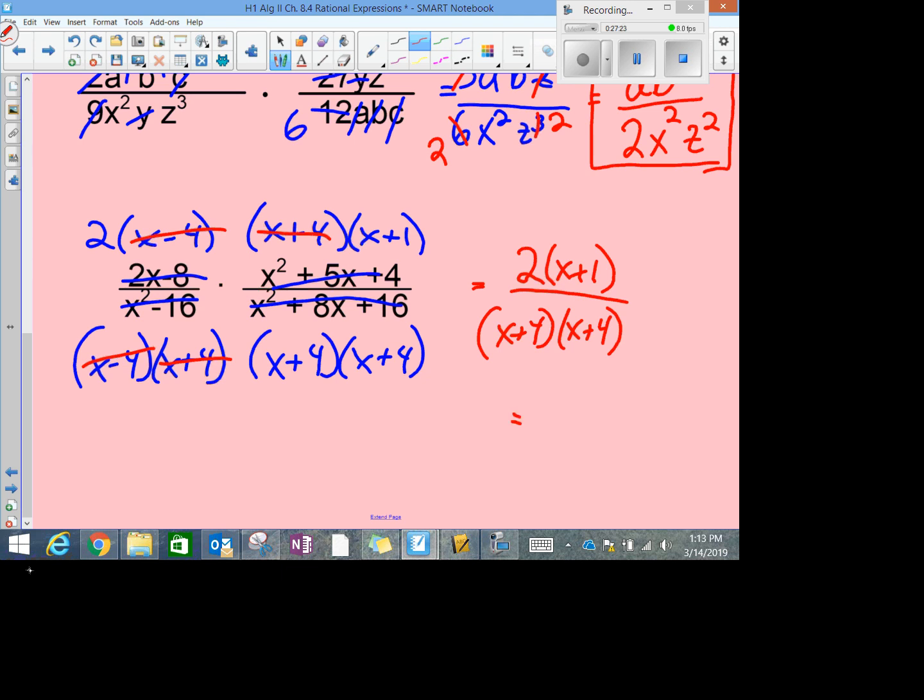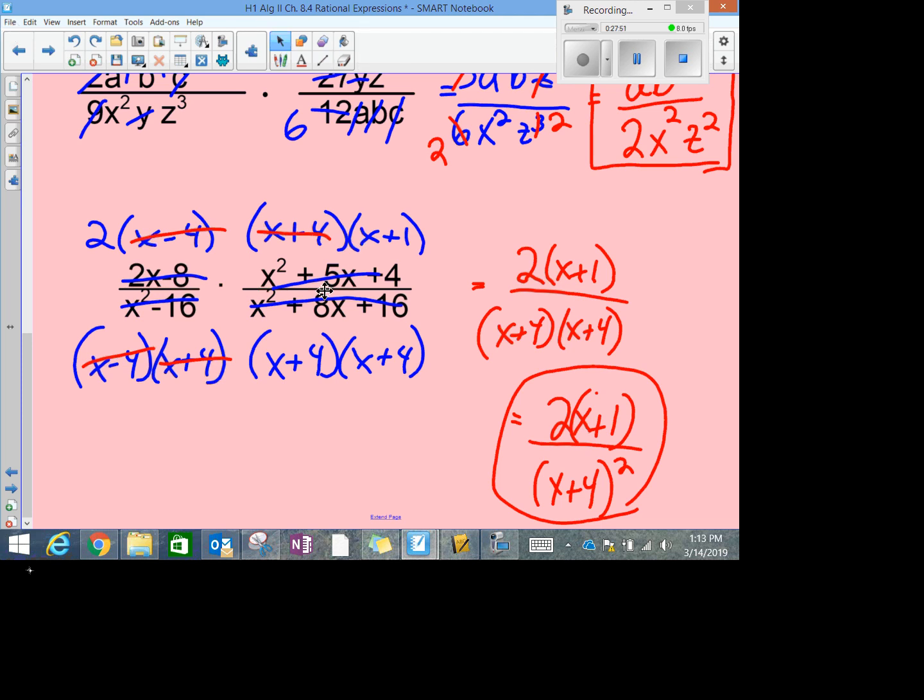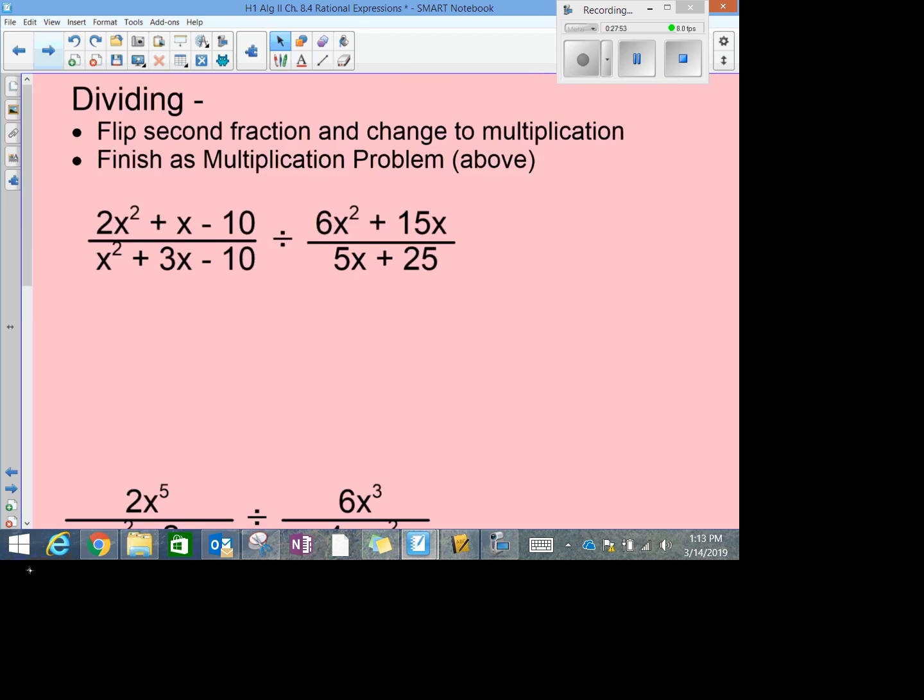But one way a book would write it is to write this and then x plus 4 squared. You can do that. But you don't want to FOIL it back together because then you have to think to make sure you're finished. You have to factor it again. Okay. What are your questions about it? All right. So that's multiplying. So now we're going to move to dividing.